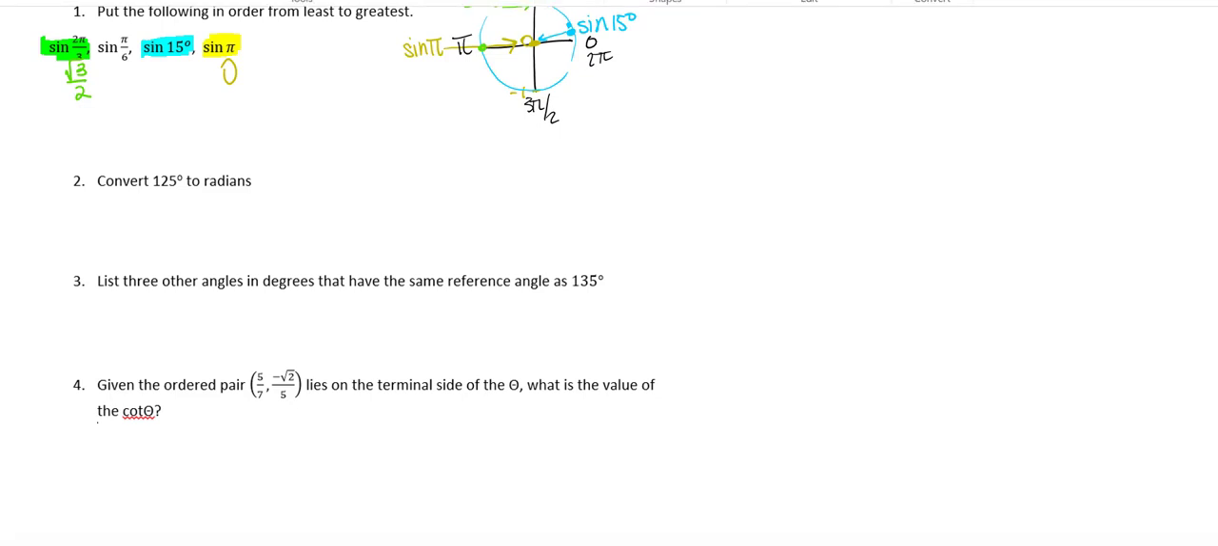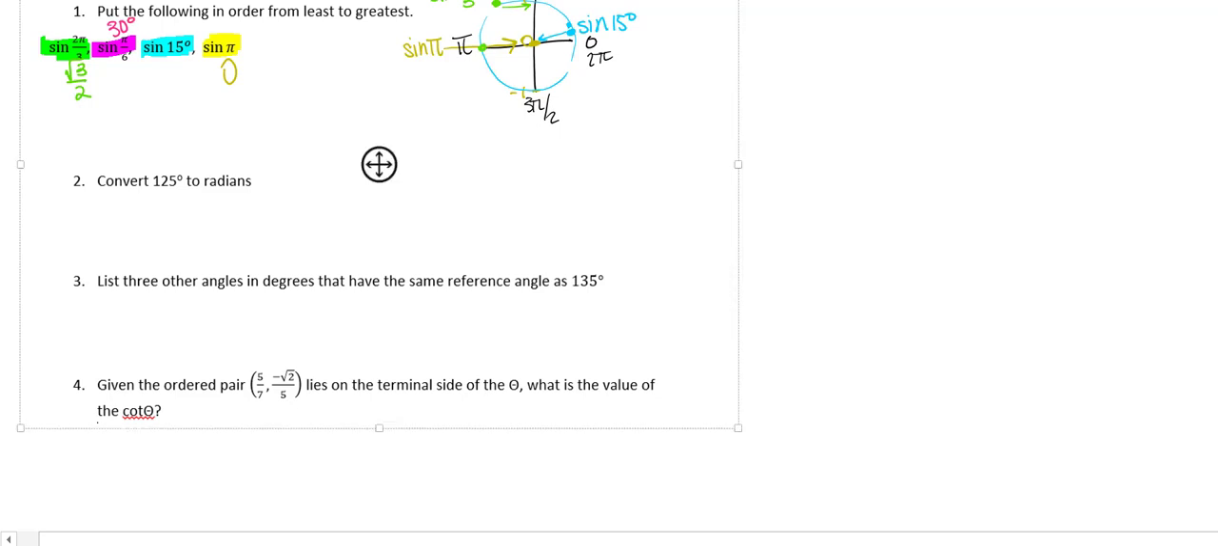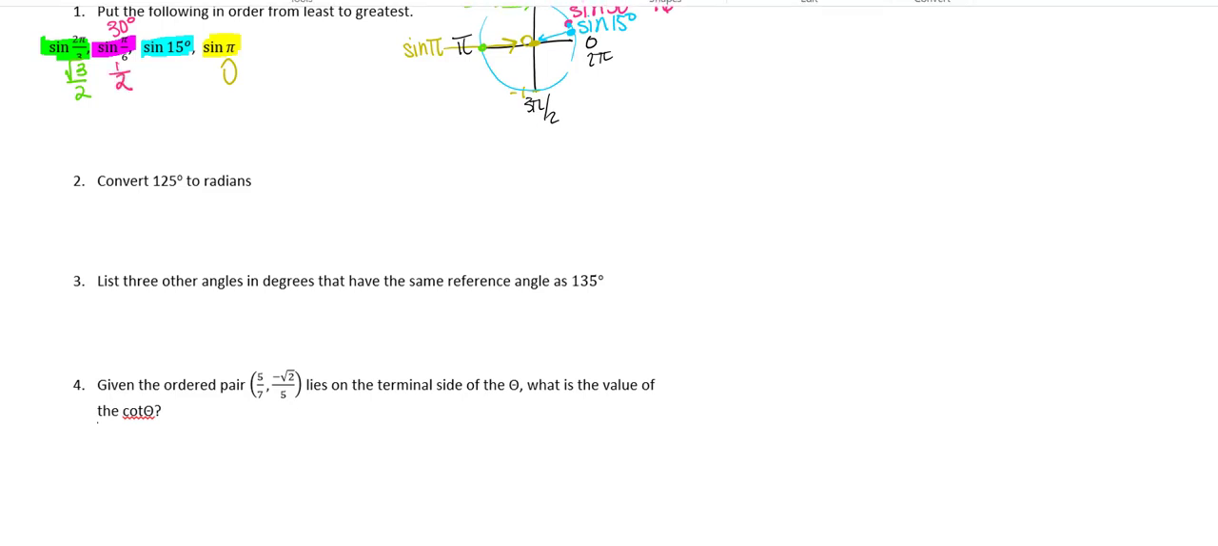Sine of pi over 6, I know that pi over 6 is going to be 30 degrees, so let's color this pink. I know that 30 degrees goes right here, and I also know that for pi over 6, this value is going to be 1/2. So sine of 15, I don't know an exact value here, but I know it's somewhere between 0 and 1/2.